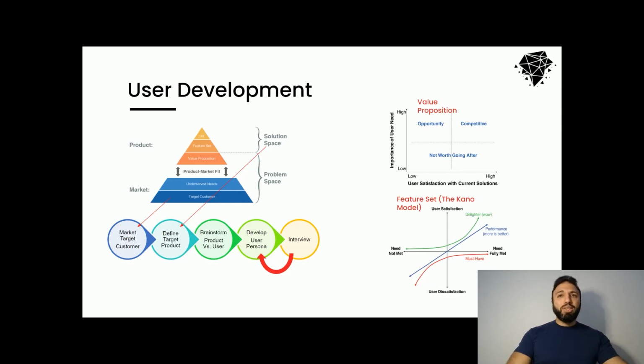So again, back to the user development journey. First you start with the target user, not the customer, or the customer if they care about the user. Then you start thinking about the underserved needs. What are the needs that are not met in the market? Then you go to the value proposition with an offering. What is your offering? What is your value proposition? And then you decide on the feature set. The feature set is decided on three levels: what are the must-haves, what are the performance features, and what are the delighters?